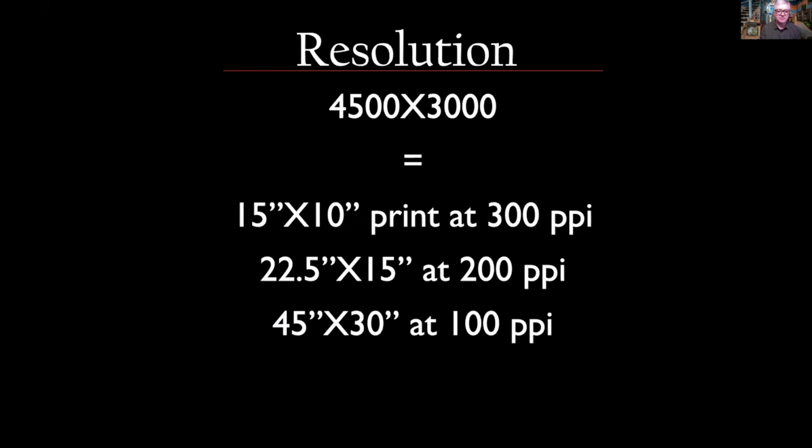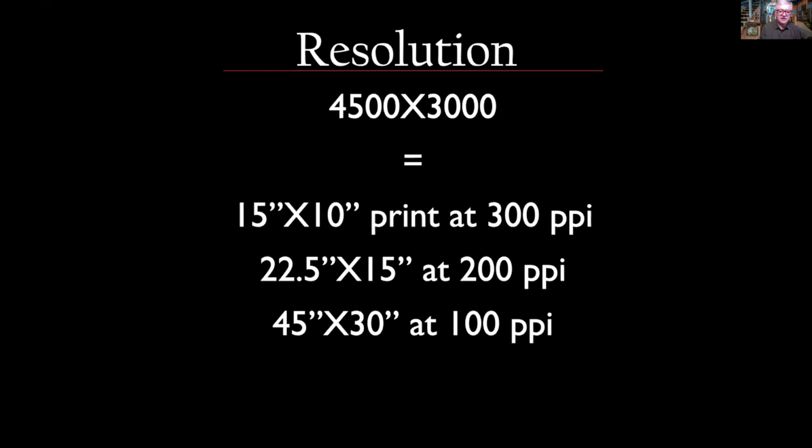If I want it to be a 200 pixel per inch print, it's going to come out at 22 and a half inches by 15 inches. Again, divide 4,500 by 200, you get 22.5. Divide 3,000 by 200, you get 15. If it's at 100 pixels per inch, I now have a 45-inch by 30-inch print. Again, divide 4,500 by 100 and you get 45. 3,000 by 100, you get 30. Okay.